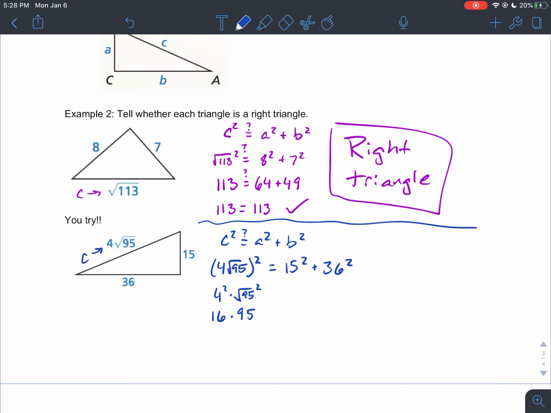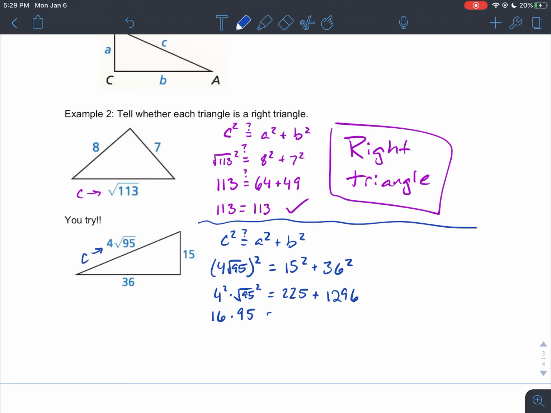I really should just get a normal calculator instead of using my computer right now. But 15 squared, I believe, is 225. Yep, 225. And 36 squared is 1,296.